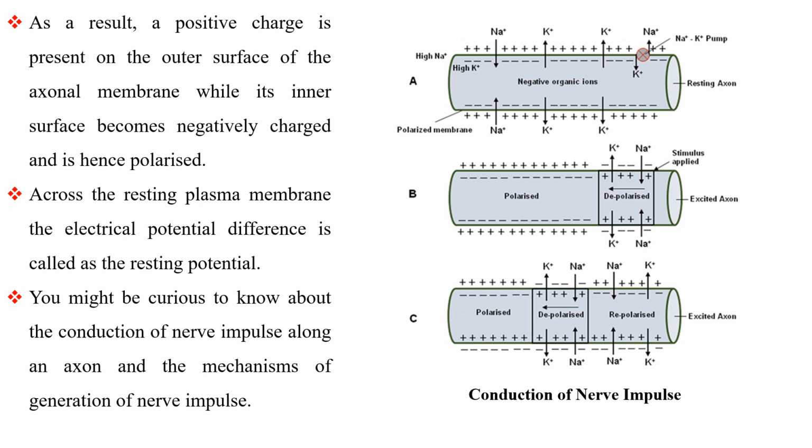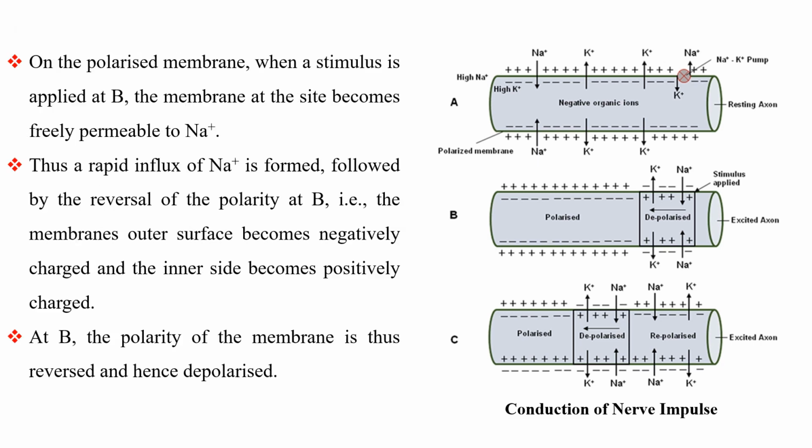You might be curious to know about the conduction of nerve impulse along an axon and the mechanisms of generation of nerve impulse. On the polarized membrane, when a stimulus is applied at B, the membrane at the site becomes freely permeable to sodium ions. Thus, a rapid influx of sodium ions is formed, followed by the reversal of the polarity at B, that is, the membrane's outer surface becomes negatively charged and the inner side becomes positively charged. At B, the polarity of the membrane is thus reversed and hence depolarized.